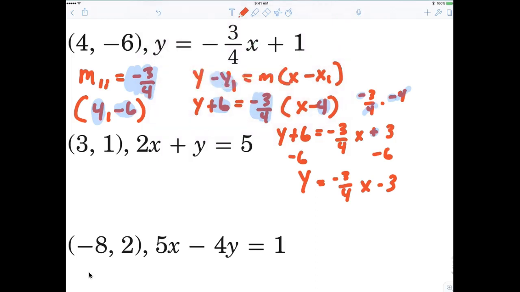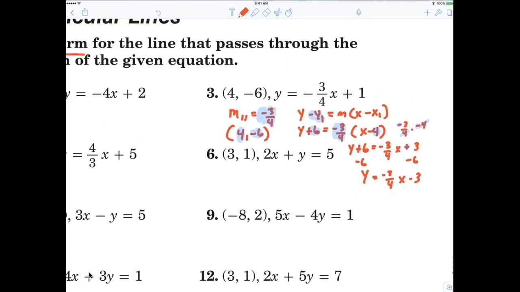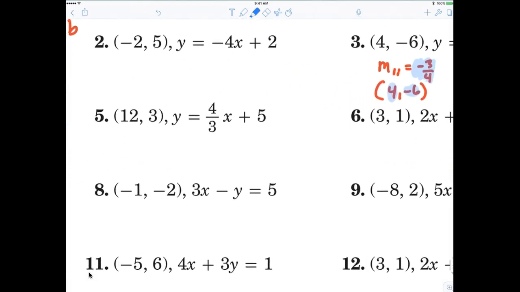Hopefully you feel pretty good about it. Again, keep in mind, if you look here, because it's parallel, this negative 3/4 is equal to this negative 3/4. They have the same slope. Alright, let's take a look at number 5 now.